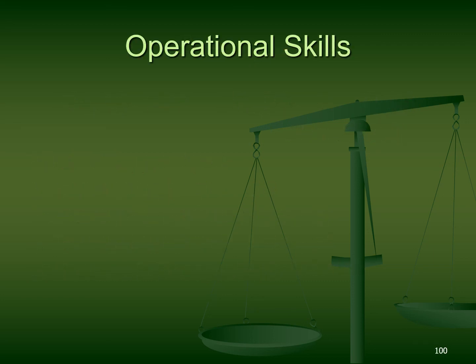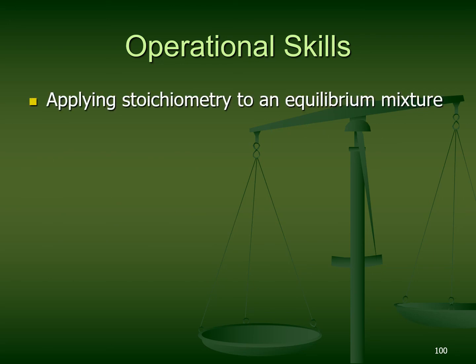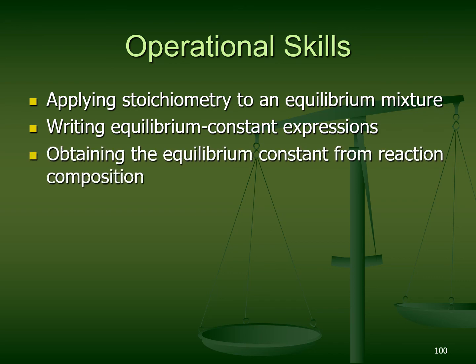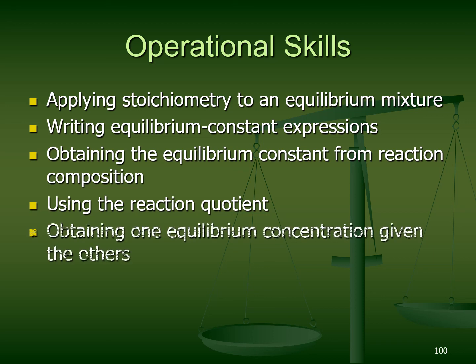Right, so what should you be able to do in this chapter? You should be able to apply stoichiometry to an equilibrium mixture, meaning minus x, plus 2x, etc. Be able to write an equilibrium constant expression. Obtain the equilibrium constant if you know the composition of all the equilibrium reactants and products. Be able to use the reaction quotient to decide if a reaction is at equilibrium or which way it will shift to get to equilibrium.